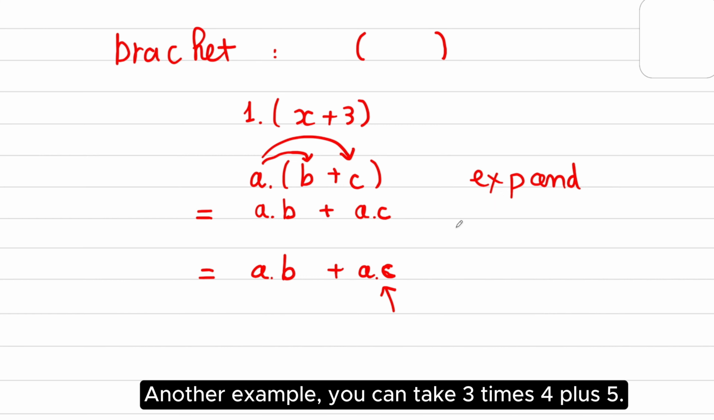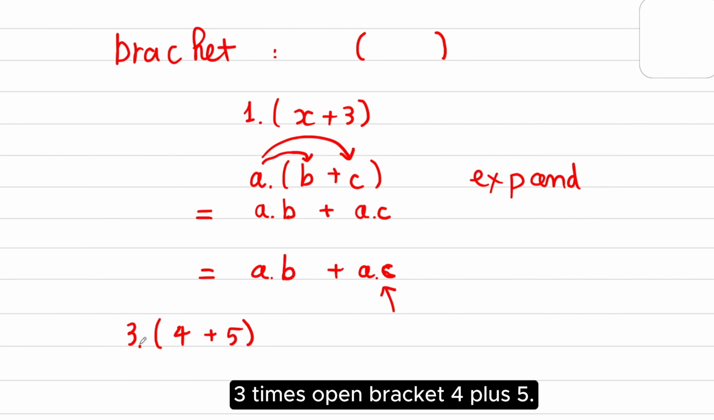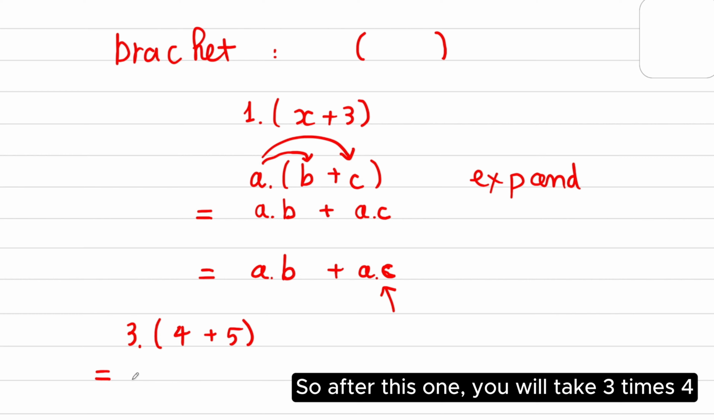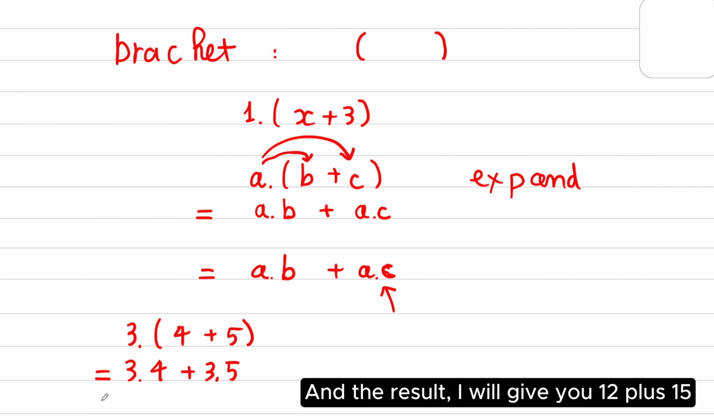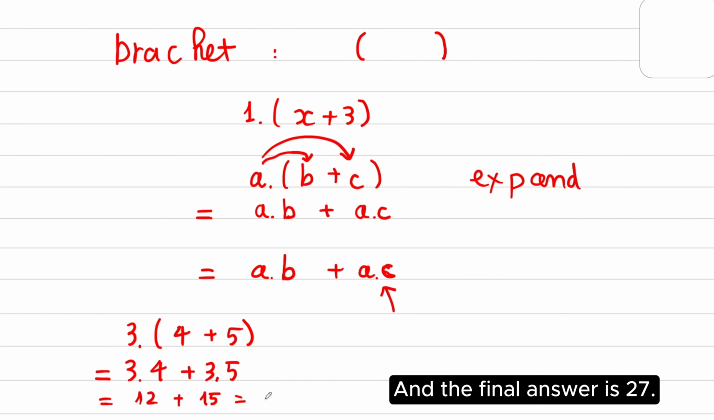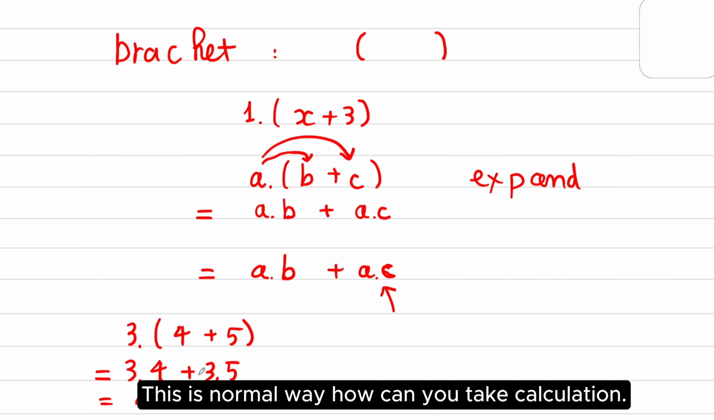Okay, another example. You can take 3 times (4 plus 5), sorry. 3 times open bracket 4 plus 5. After this, you will take 3 times 4, and then you take 3 times 5. And the result will give you 12 plus 15, and the final answer is 27. This is the normal way you do the calculation.